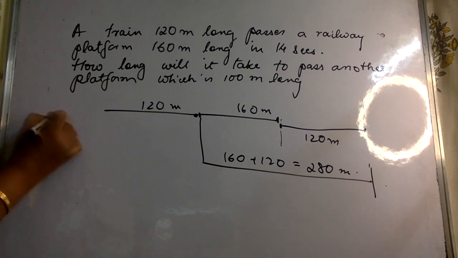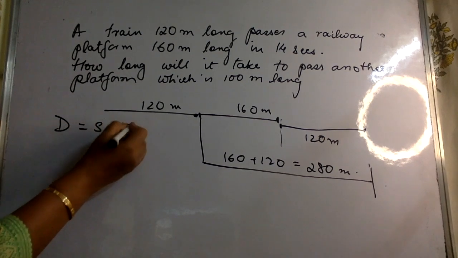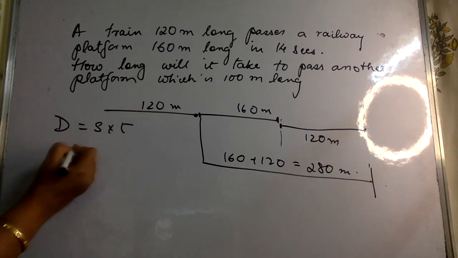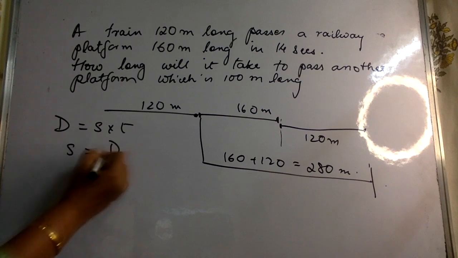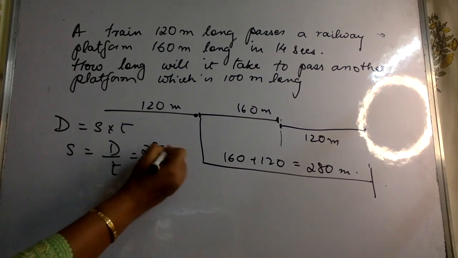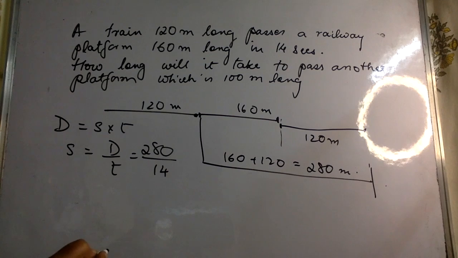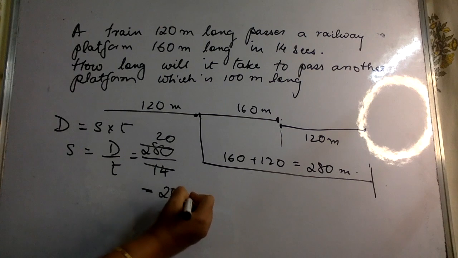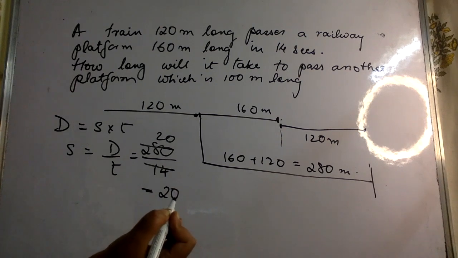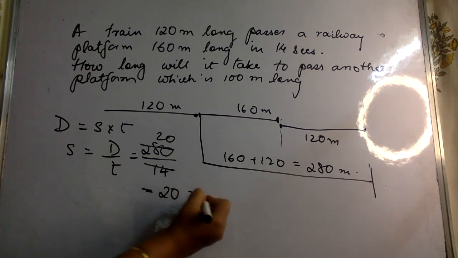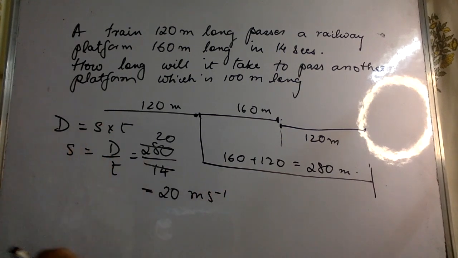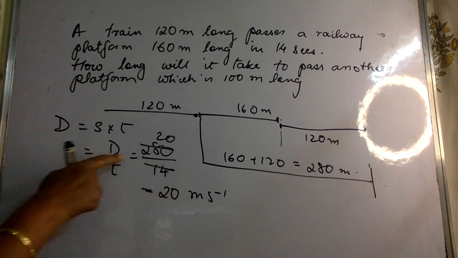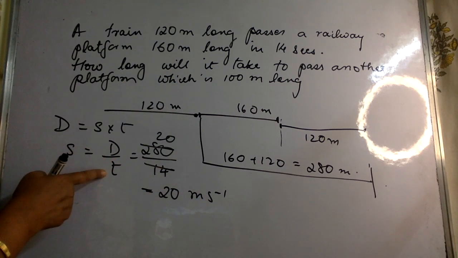So for the sum, distance is equal to speed into time. So we are going to find the speed here: distance by time. Distance is 280, time is 14, they have given. Okay, so 14 twenties are 280, so it is 20 meters per second. Now we have a second part to the question, but why meters per second? Because here the distance was in meters and time was in seconds.